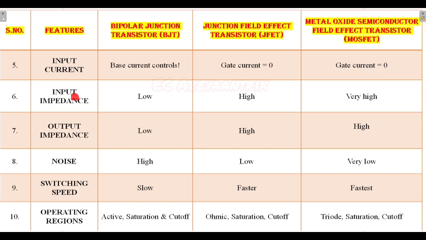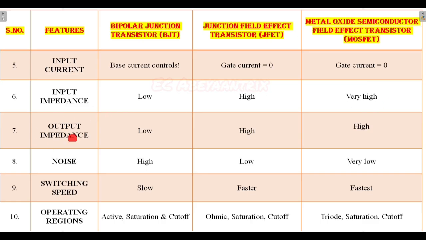And coming to input impedance, this is a very important feature while comparing the three devices because MOSFET is the winner here. MOSFET has a very high input impedance, which is a very important advantage, so we are using MOSFET in several CMOS applications and memory applications because of its very high input impedance. Coming to BJT, its input impedance is very low, and JFET's input impedance is higher than BJT, but not higher than MOSFET. So MOSFET is the clear winner here in terms of input impedance.